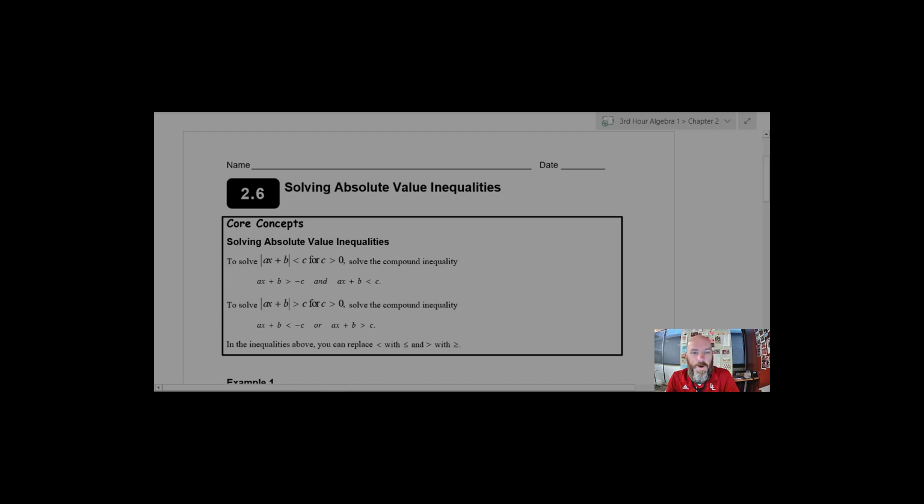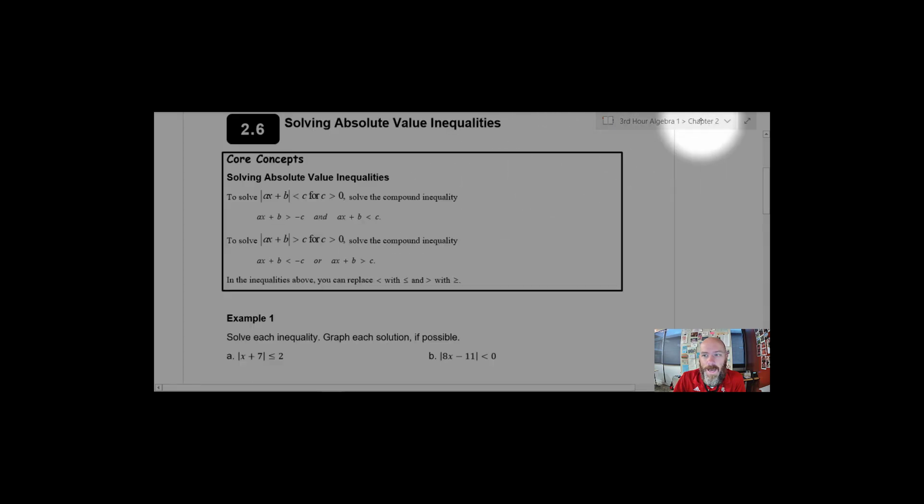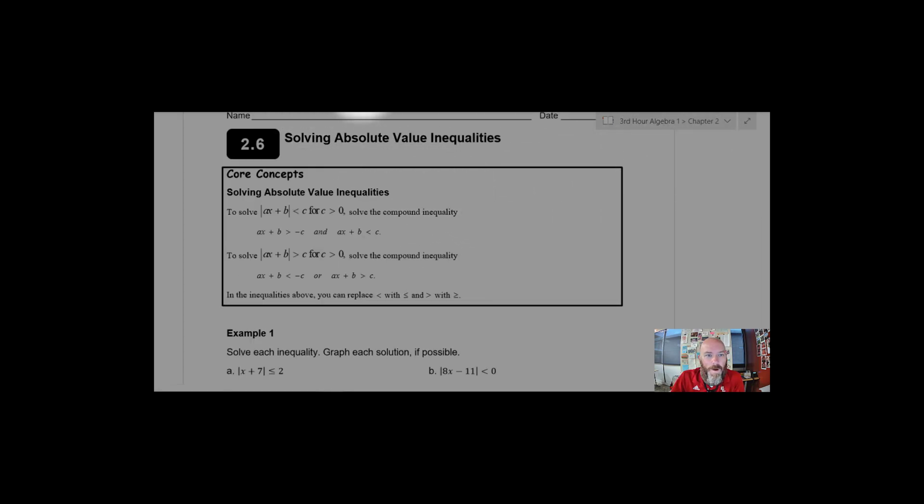All right, so let's go ahead and do our 2.6 notes. These are absolute value inequalities. So the first thing that we have here is a little core concept box. And what I want to point out is we have absolute value inequalities, sort of like absolute value equations, where we're going to have to write them twice, just like equations.